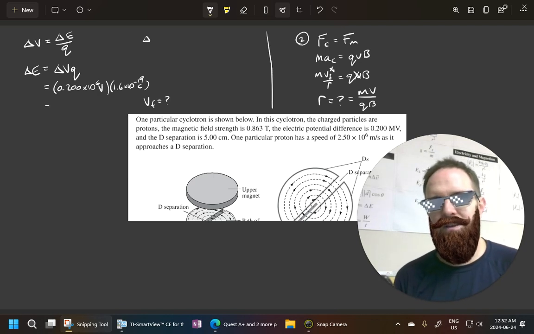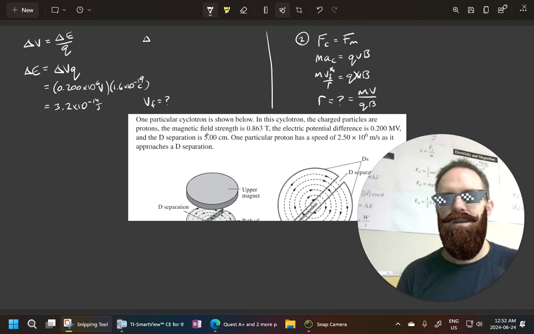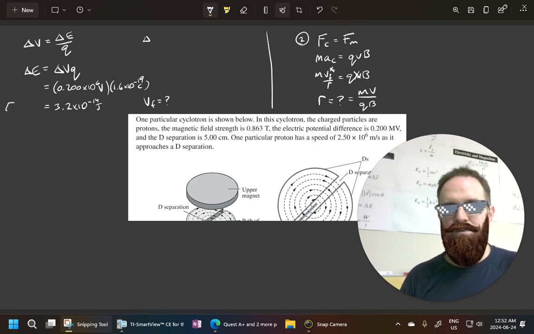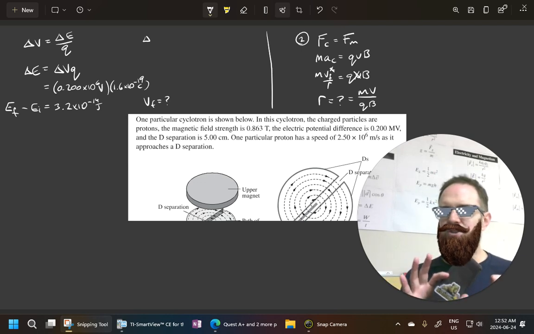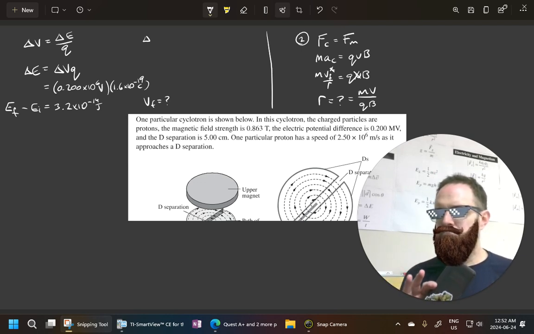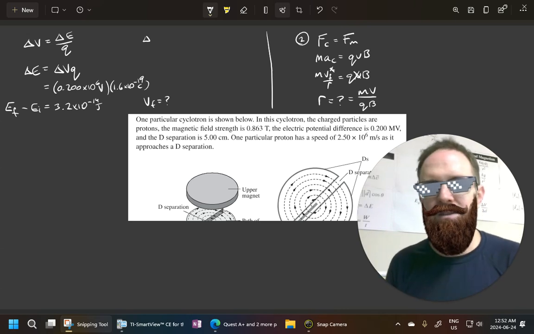So the change of energy here is going to be 3.2 times 10 to the negative 14 joules. Remember that change of energy is equal to final minus initial. And remember, this is going to be change of energy, but what type? Because we're talking about speeds here, this is going to be change of kinetic.